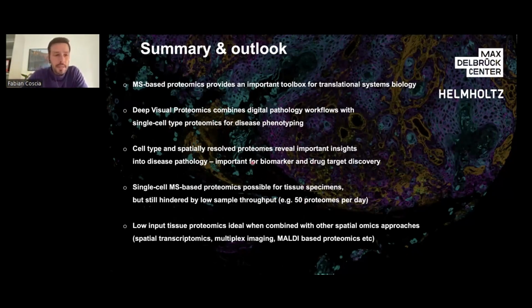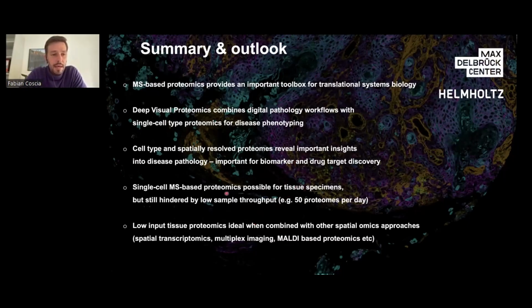In addition, cell type and spatial resolved proteomics data can really illuminate important disease-related mechanisms. So not only to find biomarker candidates, but also protein-based drug targets. So around 90% of all drug targets are proteins. So that's why proteomic readouts of a quantitative nature are extremely important to nominate and prioritize these new candidates.